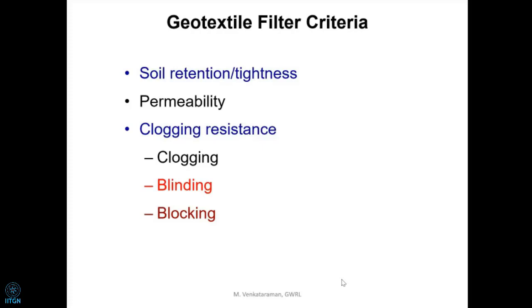The water from the seaside should be able to freely enter the soil bank or shore portion. For that it requires permeability and clogging resistance. If there are particles, they can go and block the holes in a woven or non-woven textile, and it can be clogging, binding, or blocking. There are three kinds of obstruction.